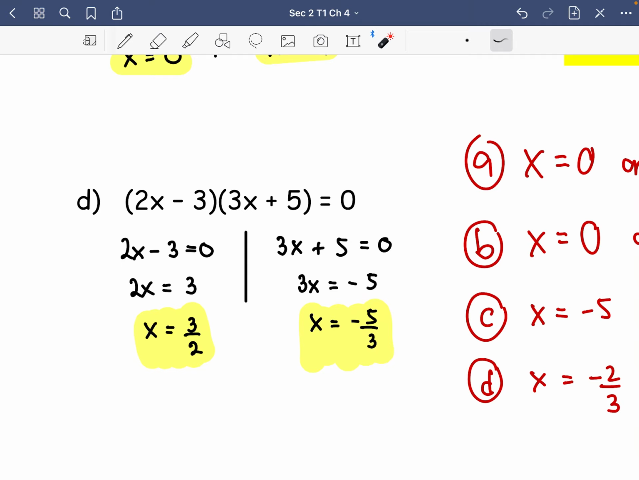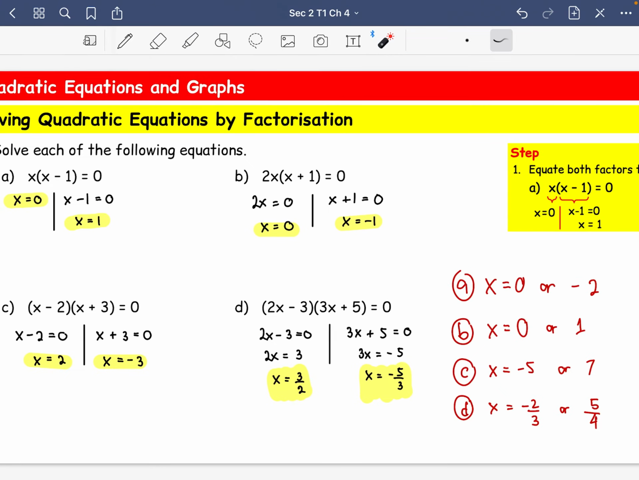Take note, in algebra, you don't have to express in mixed number or even in decimal. We accept improper fractions. So that's it. Those are the values of x.